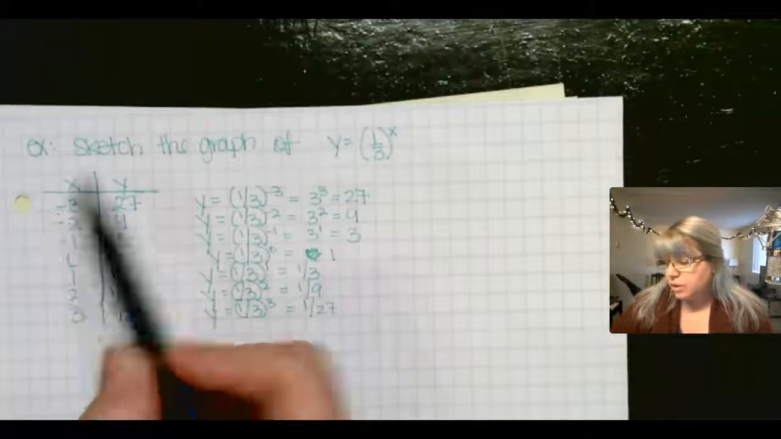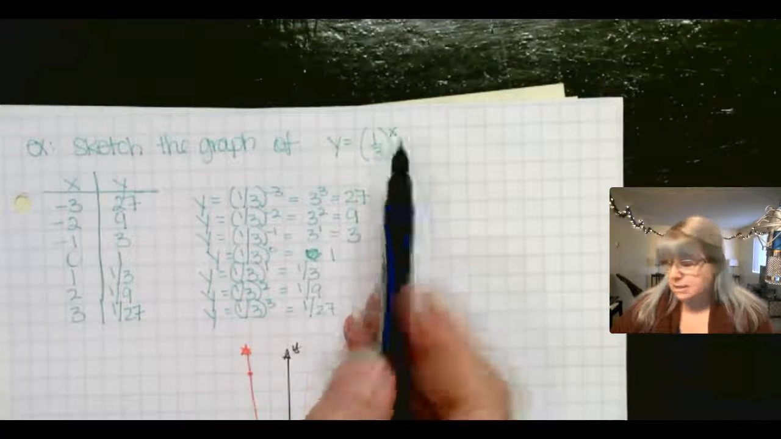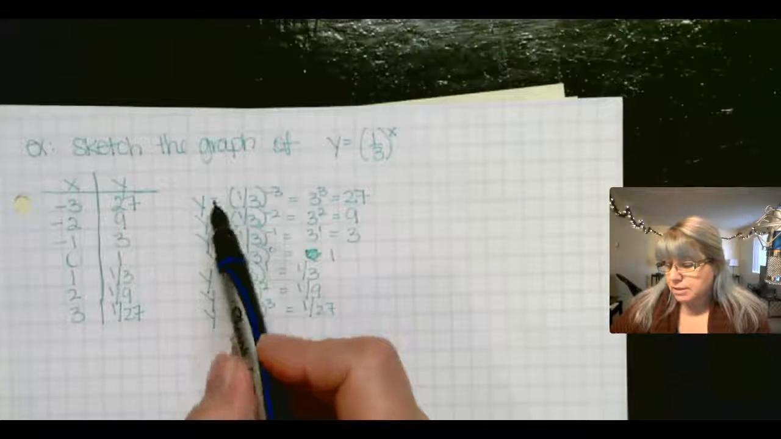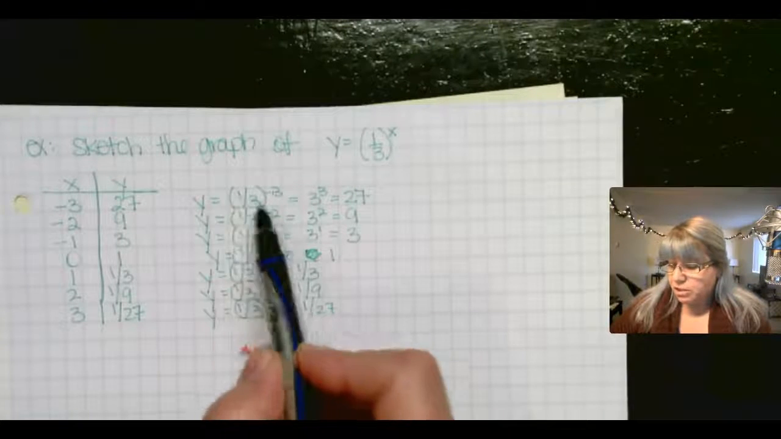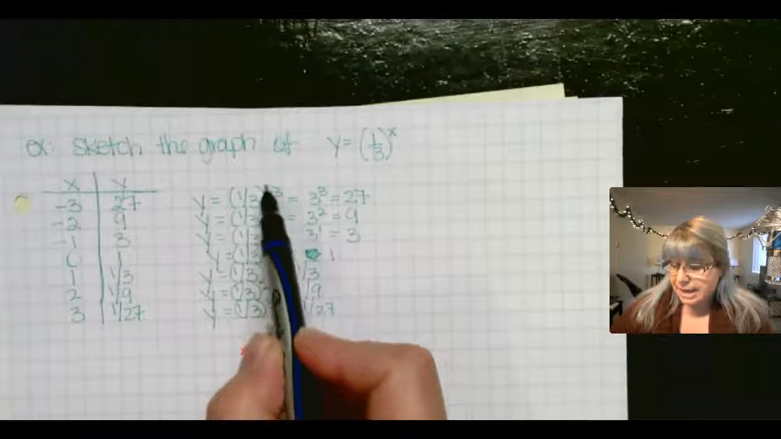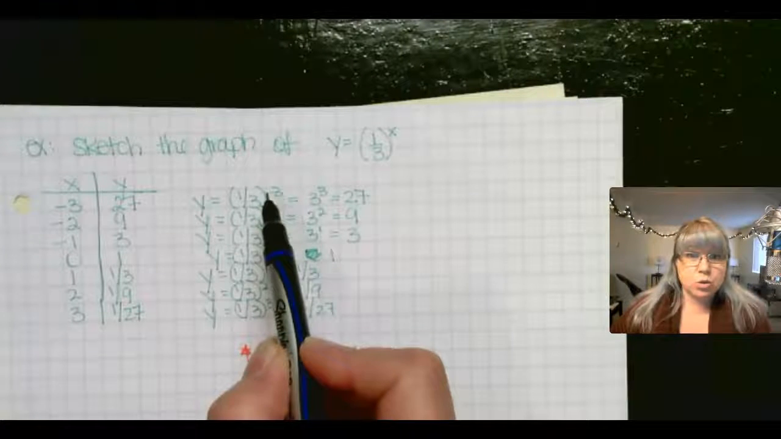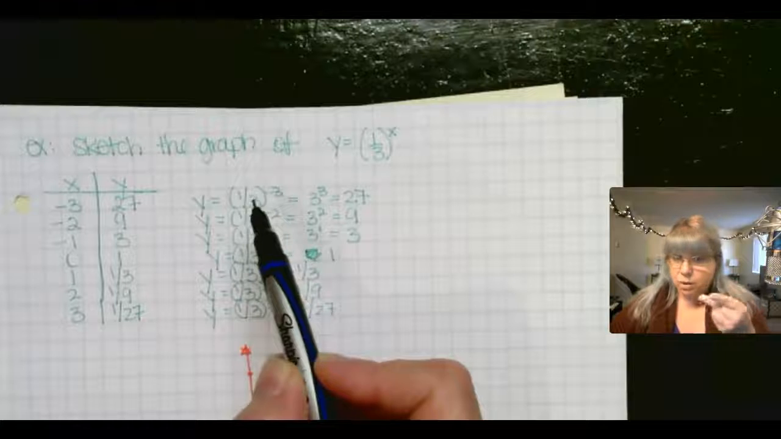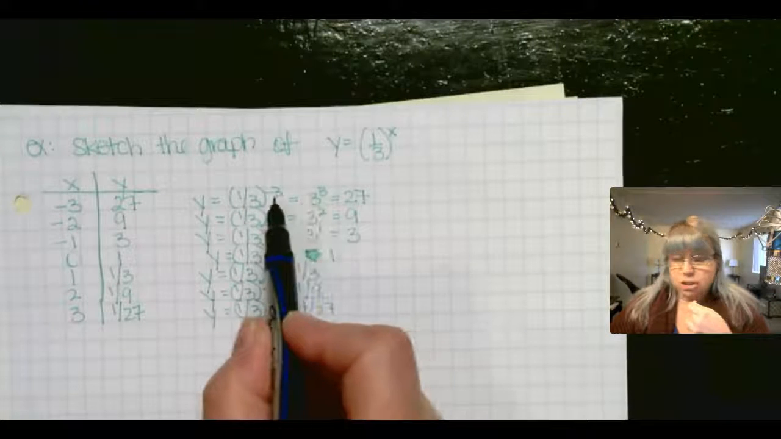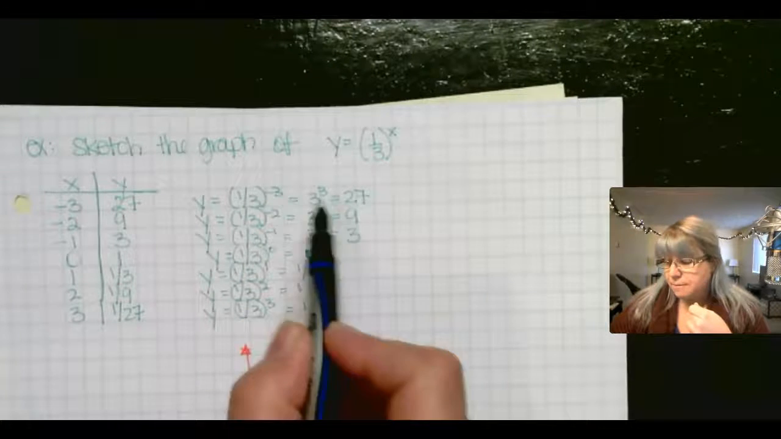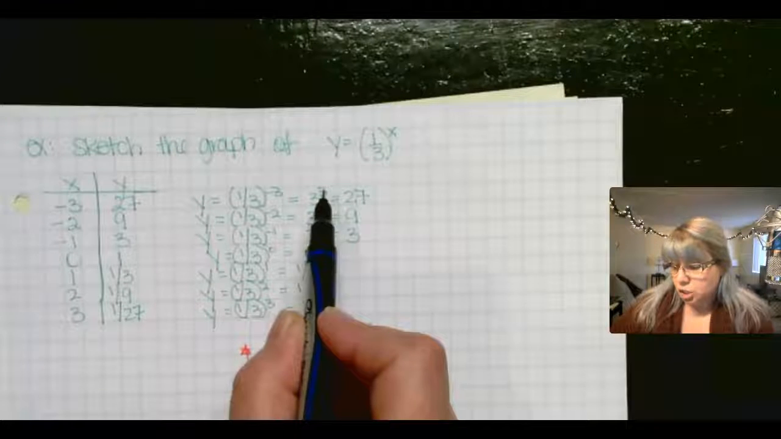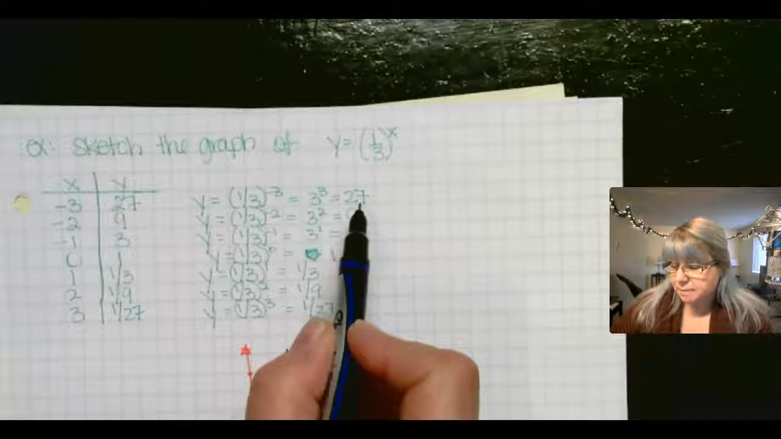And for each value, I'm going to plug into x. And I'll do the first couple ones. Y equals 1/3 to the -3. Since it's a negative exponent, I need to, in essence, take the reciprocal of what I'm looking at and change my exponent to a positive. So it's 3 cubed, and 3 cubed is 27.